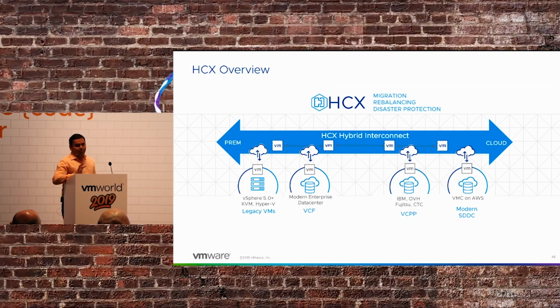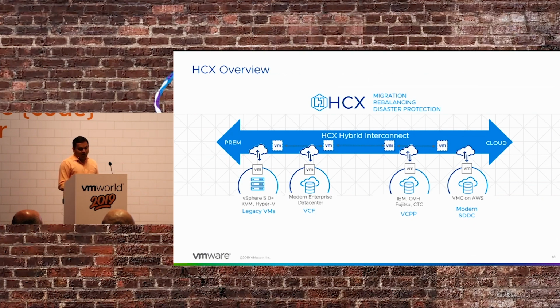HCX works on the basis of a site pairing concept. On the on-premise side, you would have the HCX Enterprise Manager, and on the cloud side, you would have the HCX Cloud Manager. Both these sites will be paired along with other appliances such as the interconnect appliance, WAN optimization appliance, and network extension appliance, which will truly enable the workload migrations between the cloud and on-premise data centers. This way, you can do bulk migrations, vMotions, operating system assisted vMotion, and replication based vMotions seamlessly between your on-premise and the cloud.